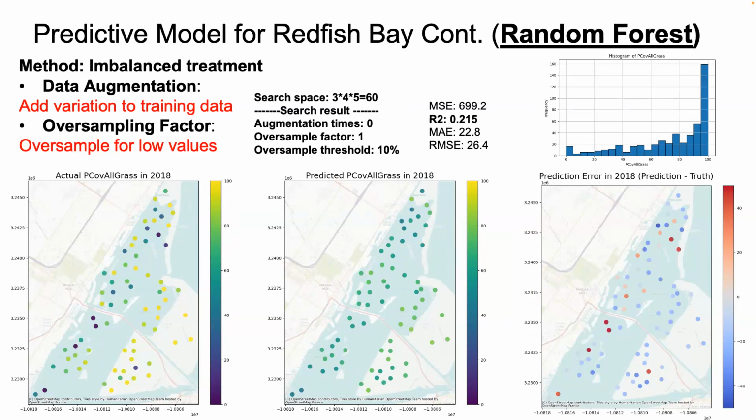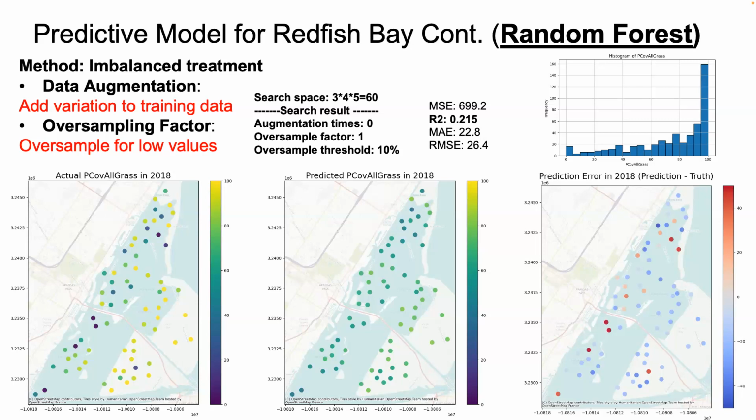So we applied imbalanced data treatment. The first one is data augmentation, where we manually add some variation to the data set, trying to make it more comprehensive and include more information. The other is oversampling. We trained with different oversampling factors, which means duplicating the lower bound 1 time, 2 times, 3 times, 4 times. And we also tried different thresholds for oversampling. For example, we oversample only the bottom 10% or the bottom 20%, up until the bottom 50%.